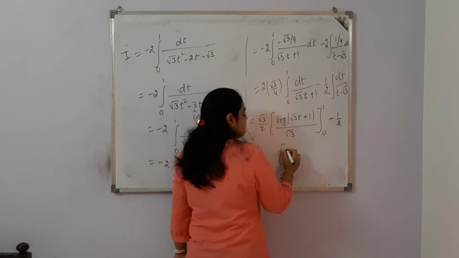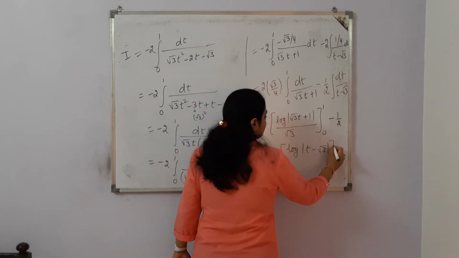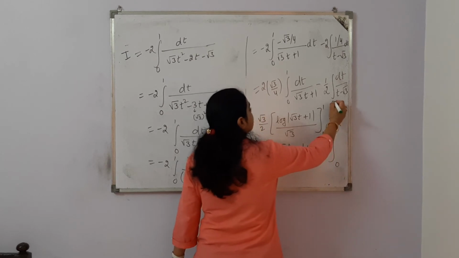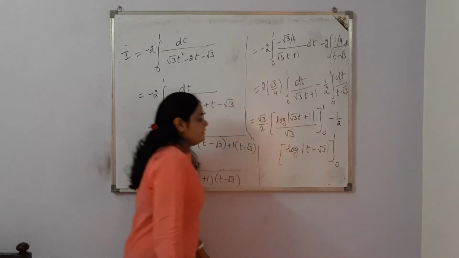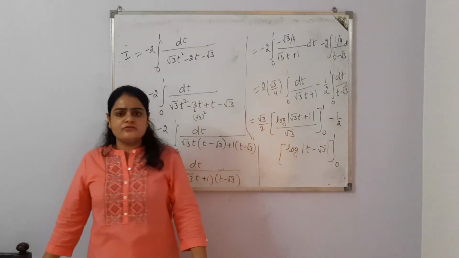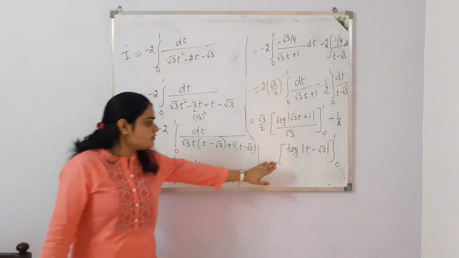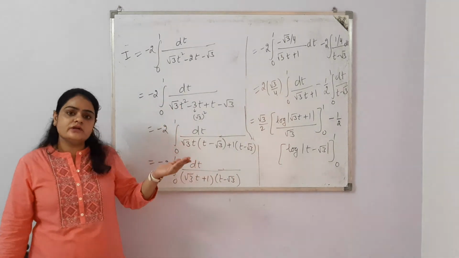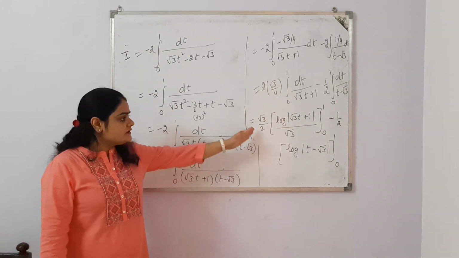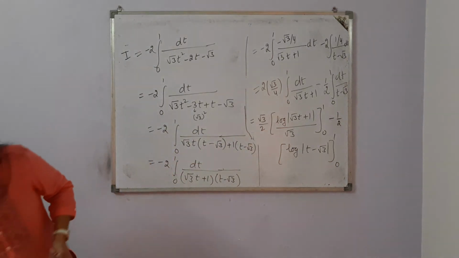Again we'll apply the same formula, log of t minus root 3, and of course the limits are 0 to 1, and of course its derivative is 1. If you want to write 1 in the denominator, you can. If you don't want to write it, it's already 1. So these are the functions. Now we'll need to substitute the limits.